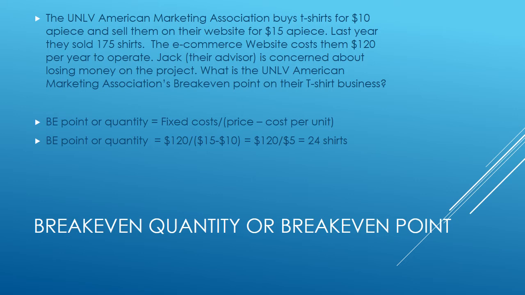Now, the American Marketing Association, so what about the break-even quantity? Well, the break-even quantity is the fixed cost divided by the margin. So in this case, their fixed costs were $120 for the e-commerce site, and their margin is $5. That is the $15 they sell the shirts for minus the $10 they pay for each shirt. So what's their break-even point? 24 shirts.